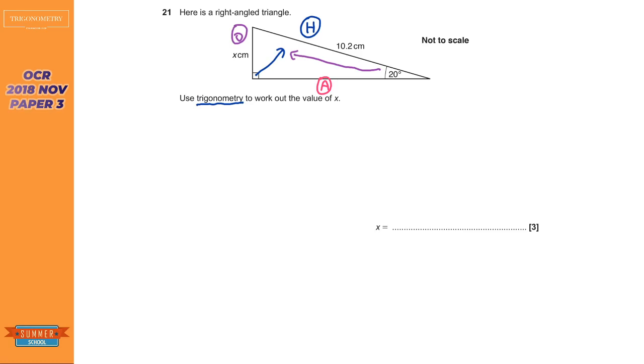The next step is to cross out the one that we're just not using for this question. So the hypotenuse has 10.2 next to it. Yep, we're using that. The opposite has the x next to it. Yep, we're definitely using that. The one we're not using is this a here, so we just cross that out.